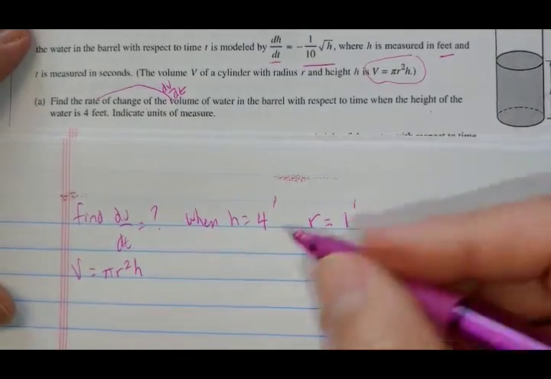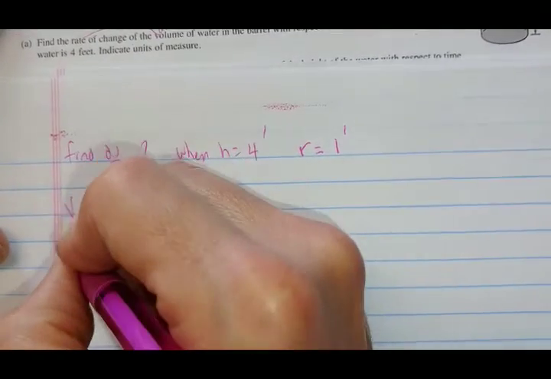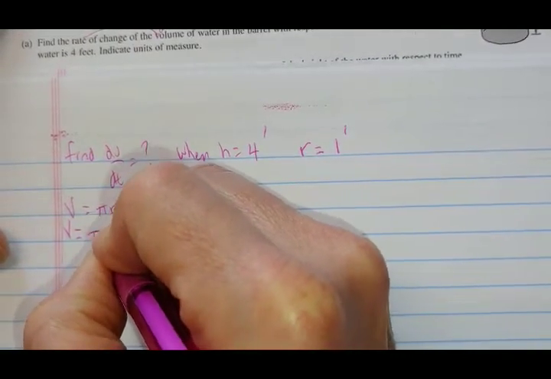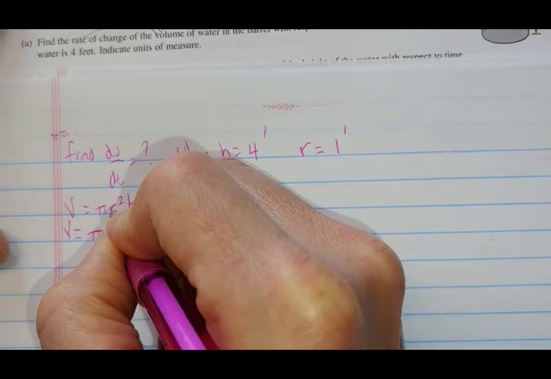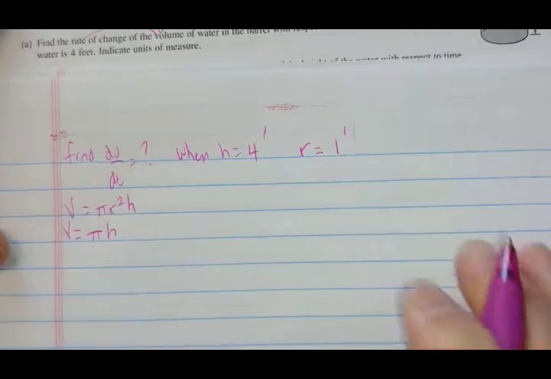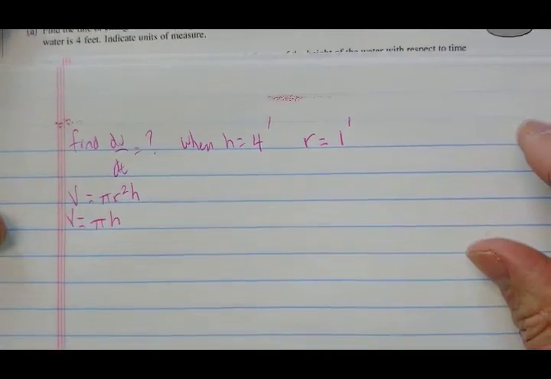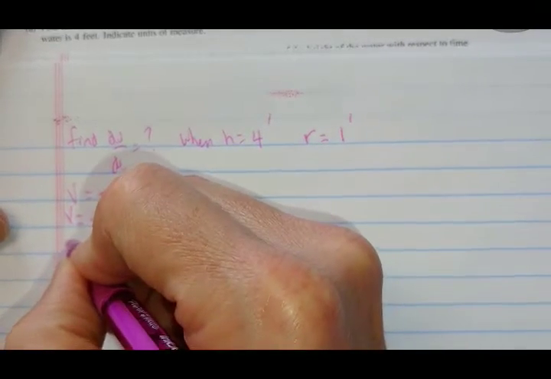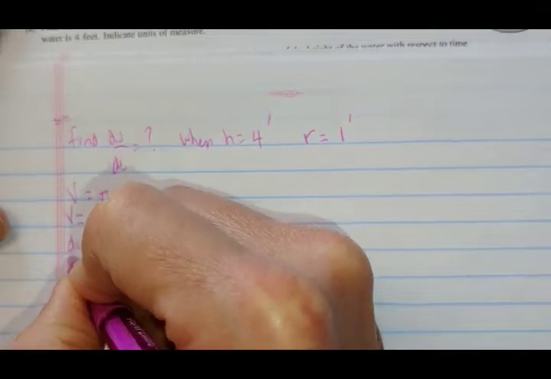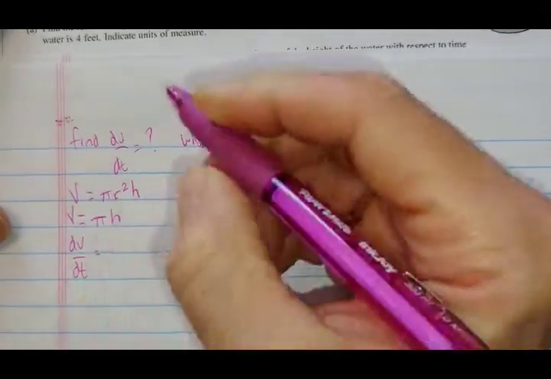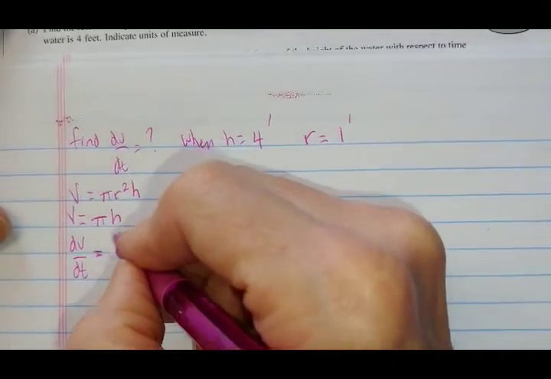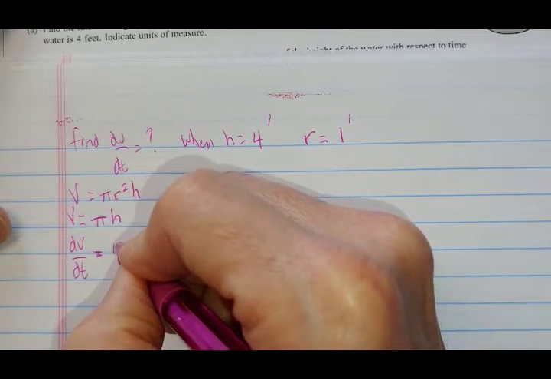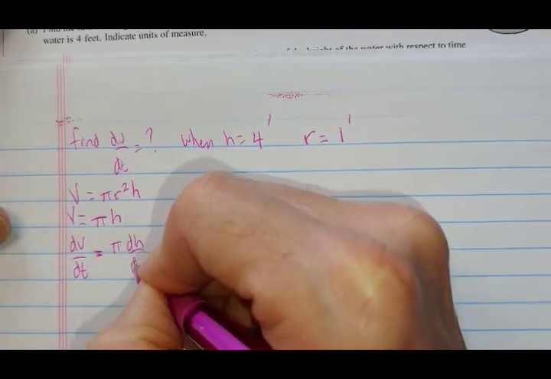That's never changing. So our updated formula then would be V equals pi times 1 squared times h, which is pi h. So that makes this the dream of a related rate problem. We're going to take the derivative of both sides. The derivative of V is dV/dt. The derivative of pi h is pi dh/dt.